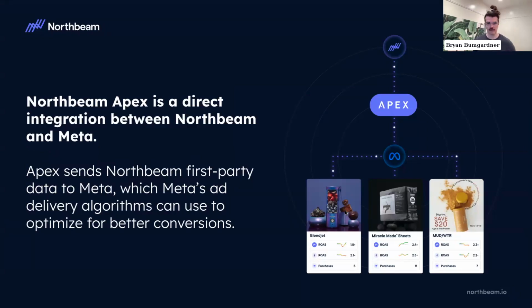So what this means is that Northbeam is sending first-party data to Meta, which Meta's ad delivery algorithms can use to optimize for better conversions, higher value conversions, whatever it might be, right? So this is a little different than an enrichment platform or a conversion tracking platform or some sort of matching tool, right? We are passing back aggregated first-party data to Meta, which then Meta is able to use in its algorithms, right? So this is not a replacement.